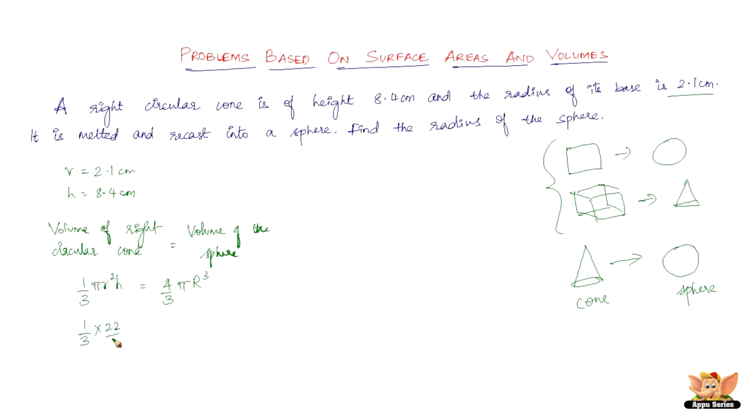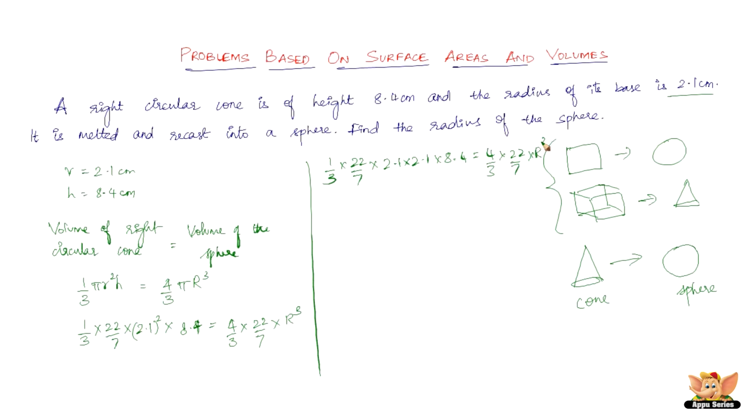Now 1 by 3 times 22 by 7, pi is 22 by 7, and the radius of the cone is given as 2.1. So 2.1 the whole square into the height, which is given as 8.4, equals 4 by 3 times pi, which is 22 by 7, times the radius of the sphere, which we have to find. So therefore it remains unknown. Let me rewrite that so that it will be easy to solve: 1 by 3 times 22 by 7 times 2.1 times 2.1 times 8.4 equals 4 by 3 times 22 by 7 times R cube.